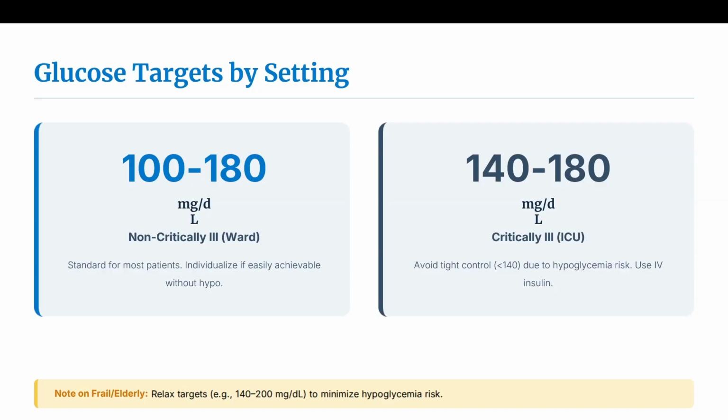So glucose targets by setting. According to the American Diabetes Association, it is 100 to 180 milligram per deciliter in non-critically ill ward patients. This is standard for most patients. Individualize if easily achievable without hypoglycemia.